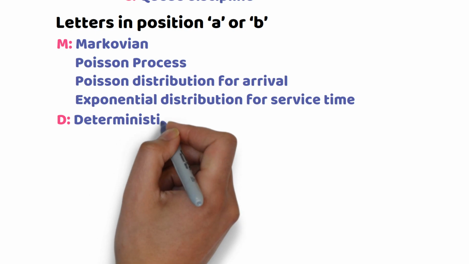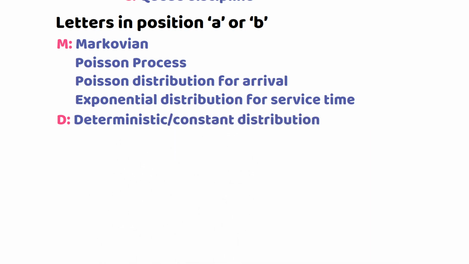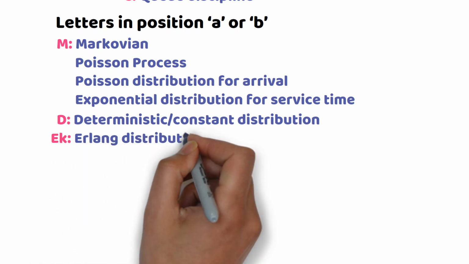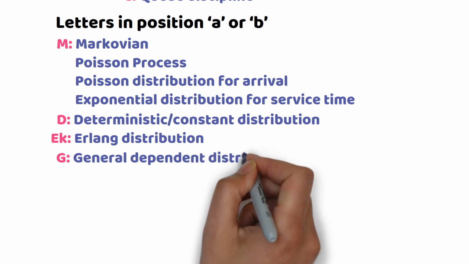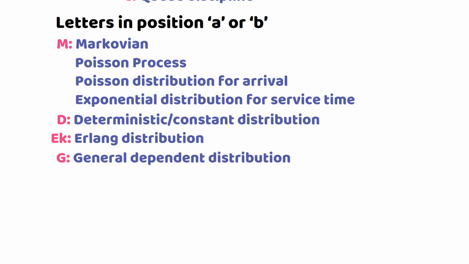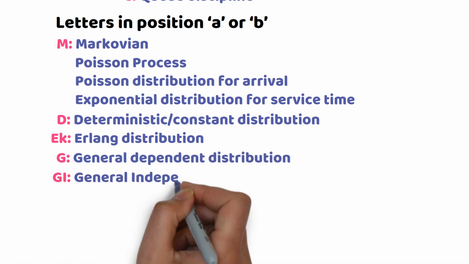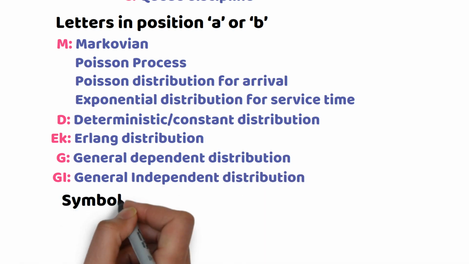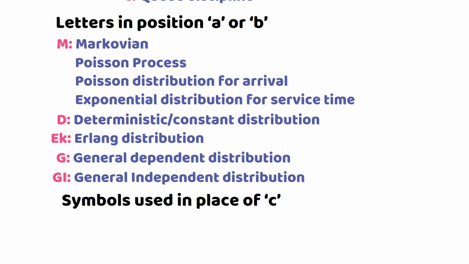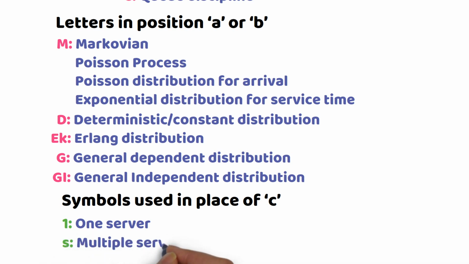D is to indicate deterministic or constant distribution. K is to indicate Erlang distribution. G is to indicate general dependent distribution. And I indicates general independent distribution. Symbols used in place of C are 1, which represents one server, or S, which represents multiple or more than one servers.